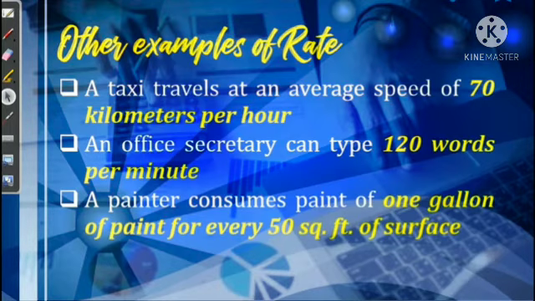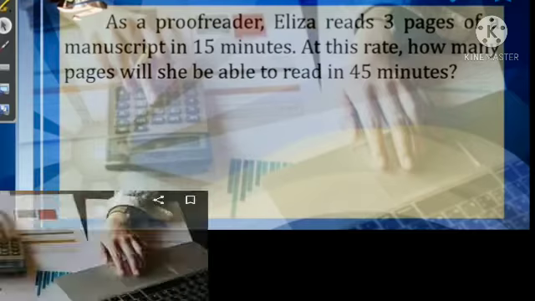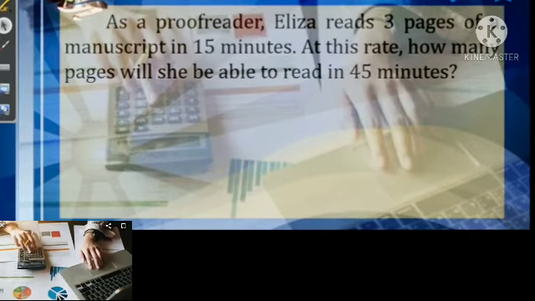Other examples of rate: a taxi travels at an average speed of 70 kilometers per hour. An office secretary can type 120 words per minute, and a painter consumes 1 gallon of paint for every 50 square feet of surface. So these 3 examples are examples of rate wherein we cannot express one unit the same as the other unit. Here is a sample problem using rate.